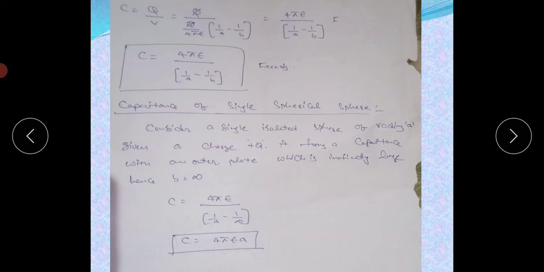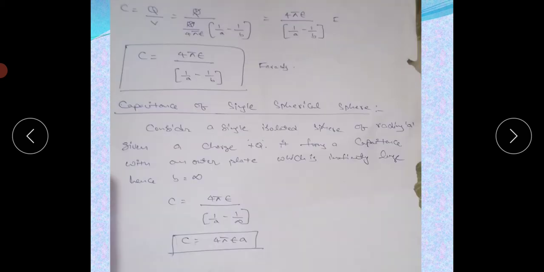Next, the capacitance of a single sphere. For example, in this case the outer sphere is absent and only the inner sphere is present. In that case, with respect to infinity, we derive the capacitance by directly substituting b equals infinity in this expression. If a single spherical sphere has radius a, then the capacitance equals 4 pi epsilon divided by 1 by a minus 1 by infinity, which equals 4 pi epsilon a. If the sphere radius equals b, the capacitance equals 4 pi epsilon b.